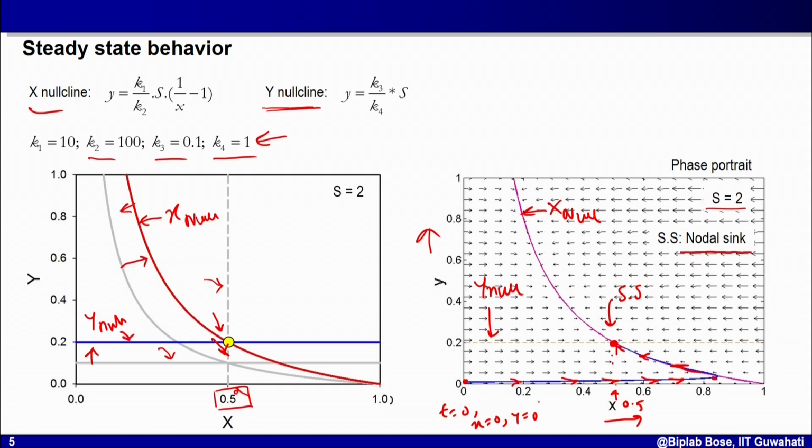Take notice of the behavior of x with time. Initially x is increasing, y is not increasing much, and then x starts decreasing and collapses at the steady state. So that means if I am starting at 0, 0 for x, y, I have initially a spike of x and then it reaches the steady state. We will get back to this behavior when we do the numerical simulation using JSIM.